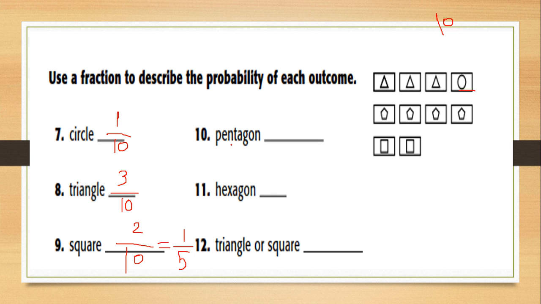Let's see what's the probability of getting pentagon. How many pentagon do we have here? We have 4, so that will be 4/10. We can make it in simplest form by dividing by 2. 4 divide 2 equal 2. 10 divide 2 equal 5.